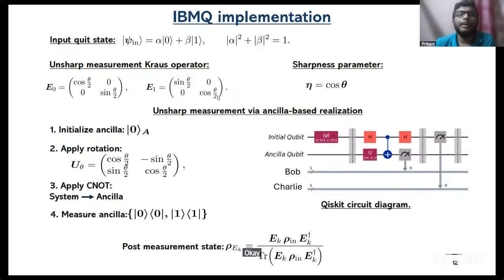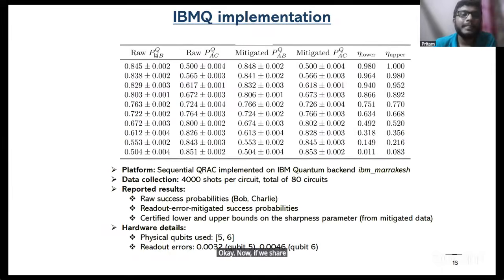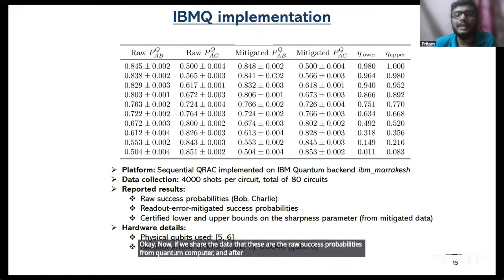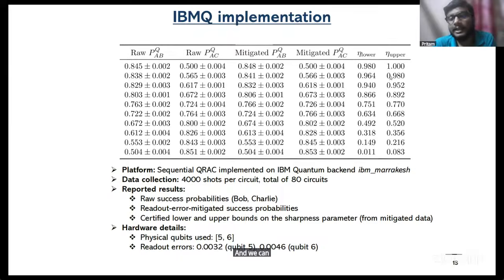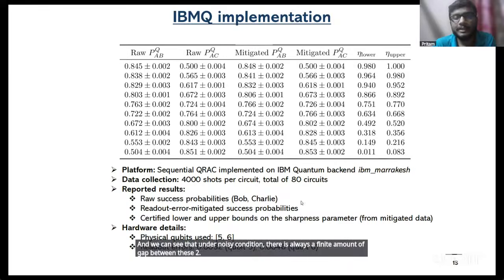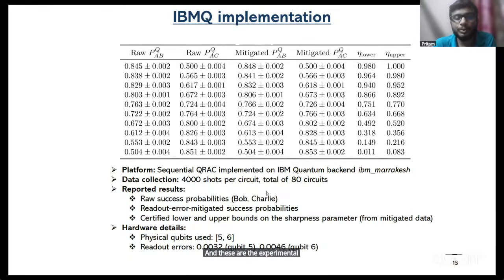Now for the data, these are the raw success probabilities from the quantum computer, and after mitigation this turns out to be this. If we put that in the previous upper bound and lower bound formulas, we get eta upper and eta lower, and we can see that under noisy conditions there is always a finite gap between these two. These are the experimental parameters we chose to perform this.